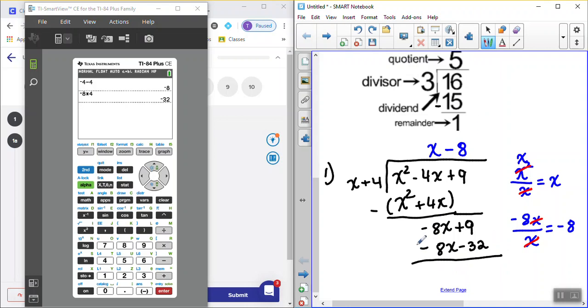It's always gonna be a subtraction, so I'm gonna take this and put a subtraction symbol in the front, and then we're gonna subtract it out. So negative 8 minus negative 8 is equal to 0, which you don't have to write, okay? And then 9 minus negative 32 is positive 41. And I don't have another number to bring down, so this ends up being my remainder, okay?